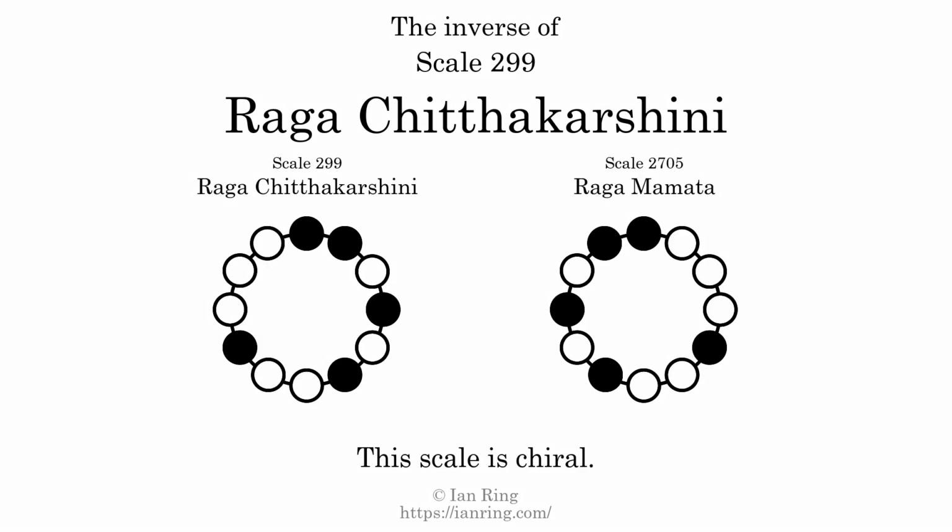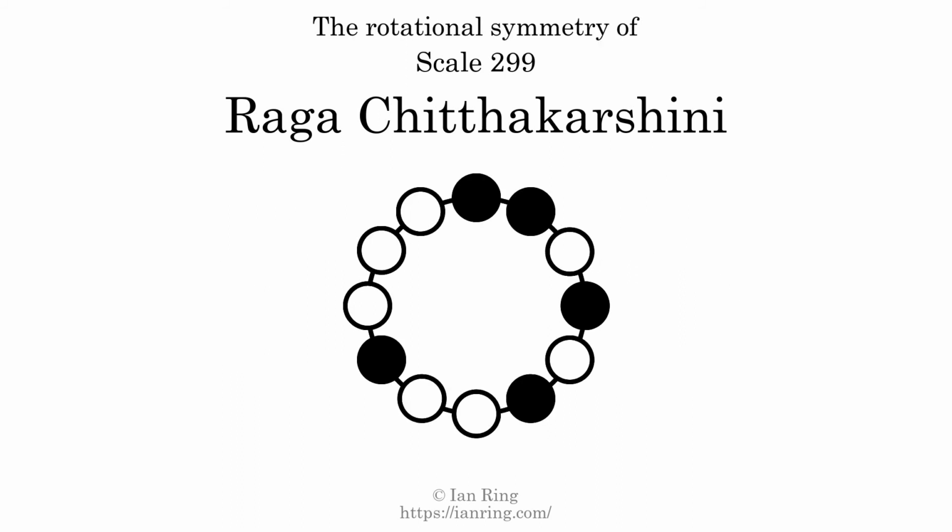The inverse of a scale is a mirror image. It is what you get when the sequence of intervals is reversed. The inverse of this scale is scale 2705, also known as Raga Namata. This scale is chiral. It cannot transform into its inverse by rotational transformation. This scale has no rotational symmetry.